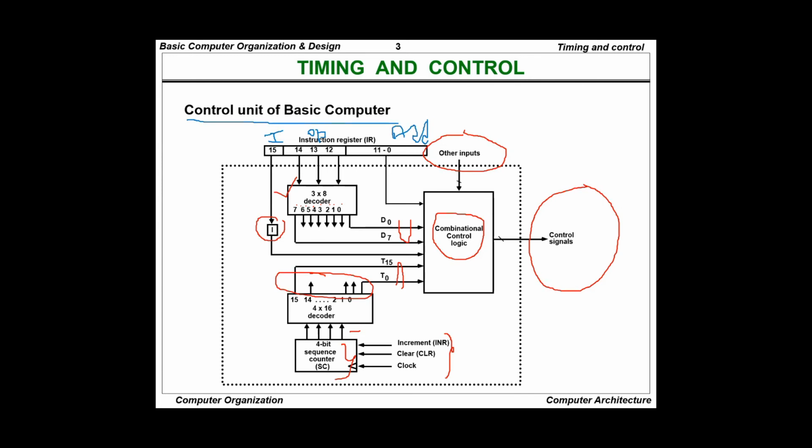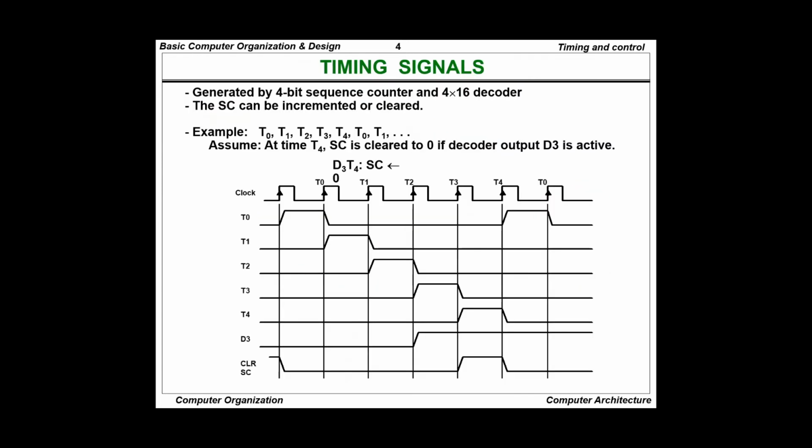Now we'll see the timing. The timing signals are generated by a 4-bit sequence counter and a 4 into 16 decoder, so 4 inputs and 16 outputs. The sequence counter SC can be incremented or cleared. That means your SC can be incremented with SC plus 1, or else you can clear your SC. That means SC is cleared to 0, remember.